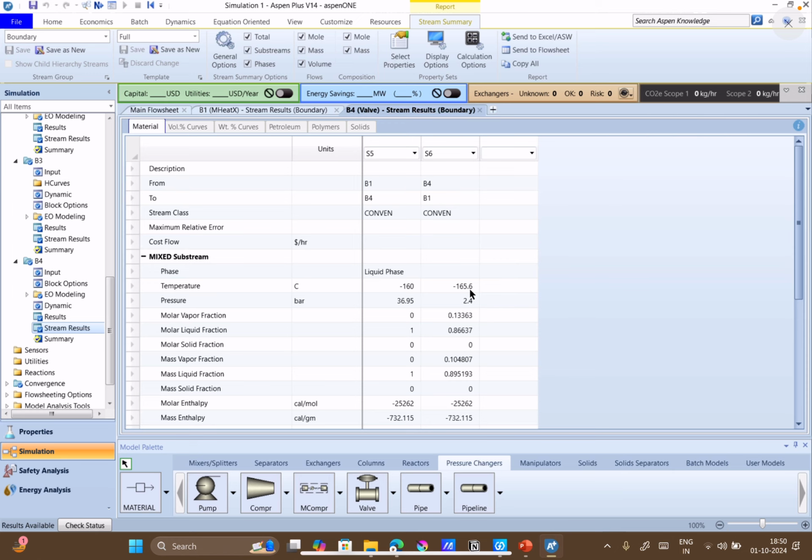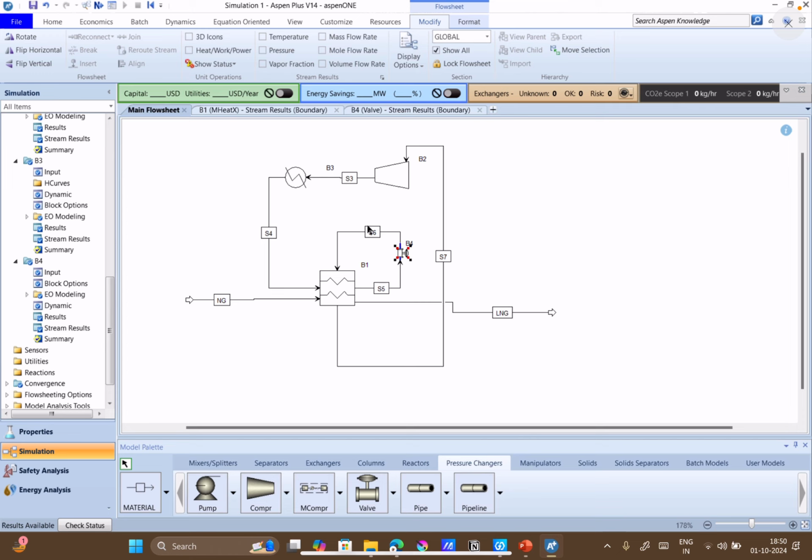It's a mixed stream. That mixed stream, S6, is again coming as a cold stream into our MHeat exchanger, where it will exchange heat with both S4 and natural gas, and then this low pressure, high temperature stream will be generated, which will be fed into the compressor.